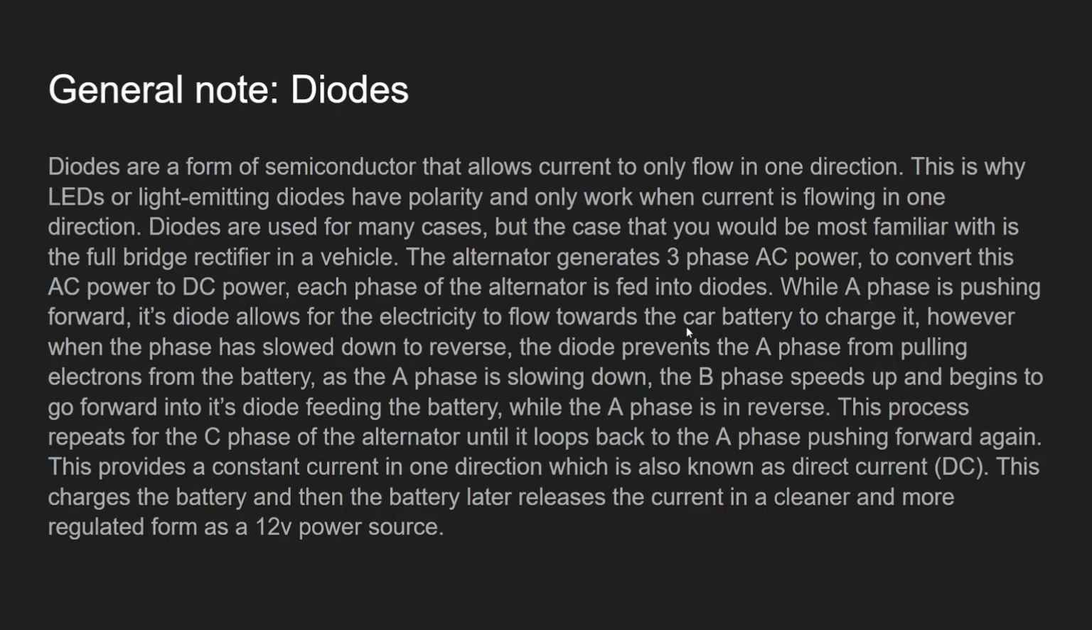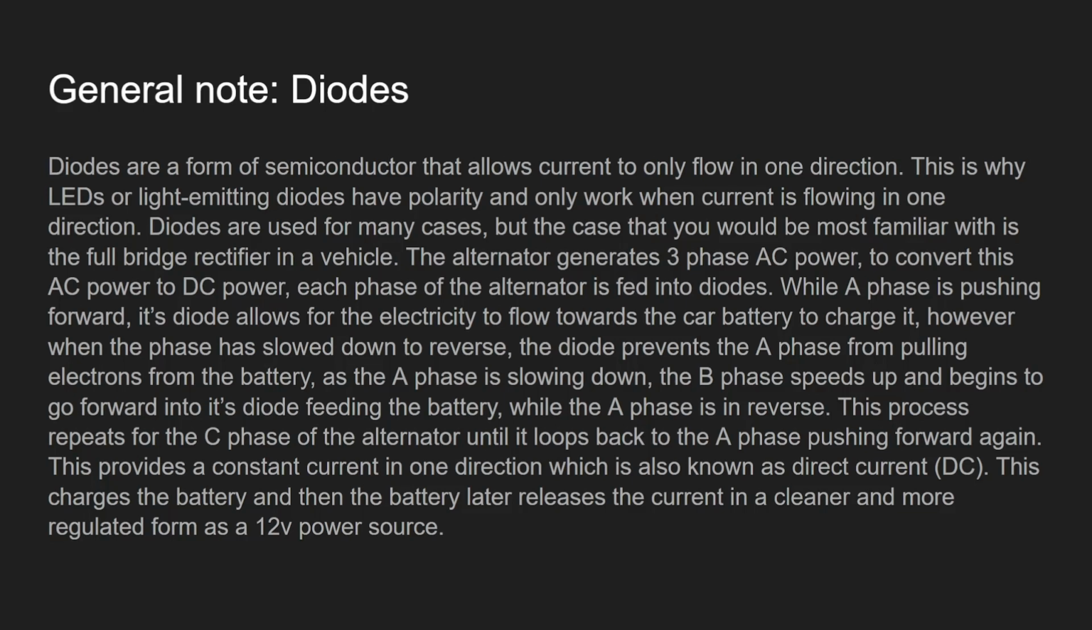Okay, so here's a general note before getting into the third thing. This is a general note on diodes. So diodes are a form of semiconductor that allows current to only flow in one direction. This is why LEDs, or light-emitting diodes, have polarity and only work when current is flowing in one direction. Diodes are used for many cases, but the case that you would be most familiar with is most likely the full bridge rectifier in a vehicle.